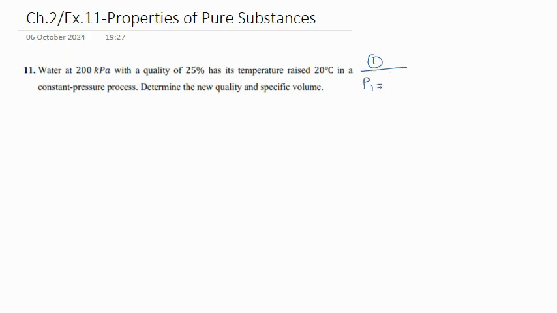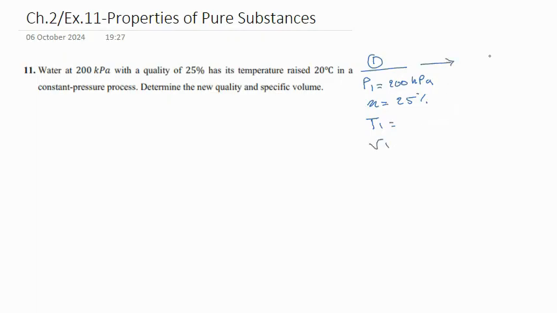We have a pressure at 200 kilopascal. We have a quality of 25%. So these two properties are independent, intensive. That means I can use those to calculate other properties for the state like temperature, specific volume, and so on.